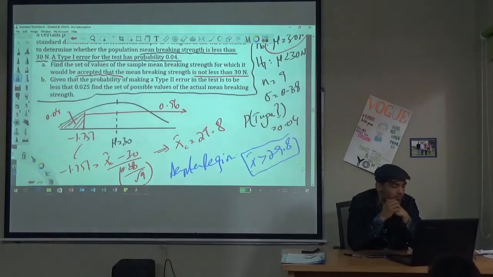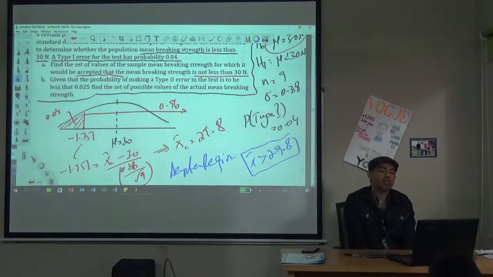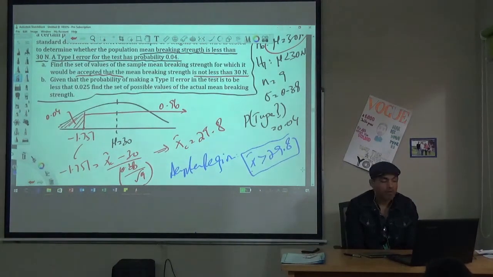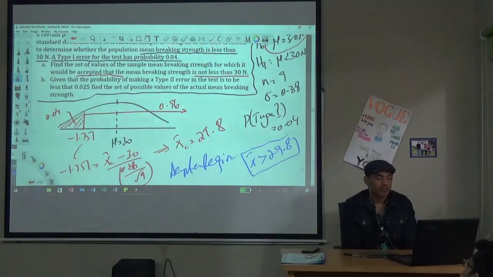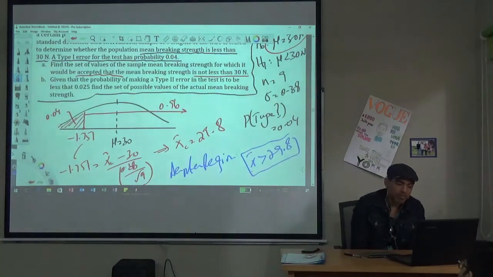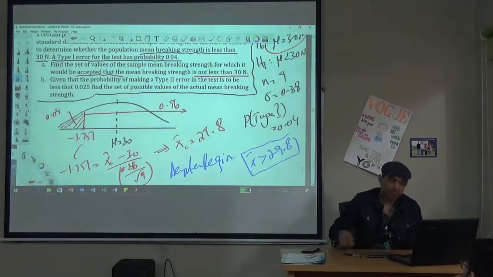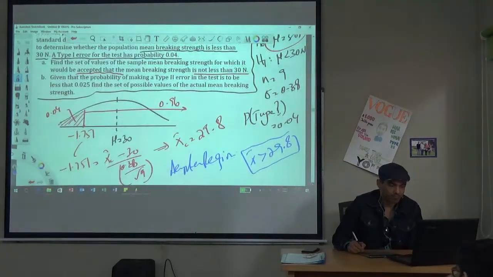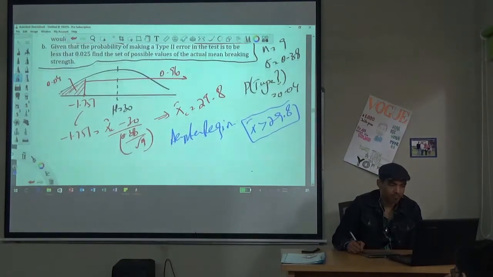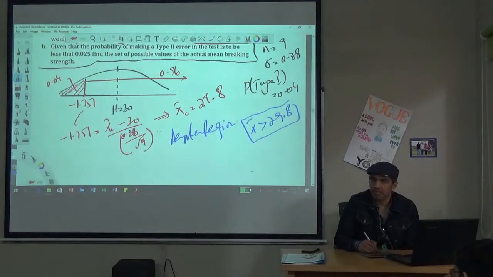Yeah. Now, he is giving you the probability of making a type 2 error. Now, the probability of making a type 2 error is to be less than 0.025. Find the set of possible values of the actual mean breaking strength. So, okay. Is everyone okay with this? Can I rub this and make the diagram here?